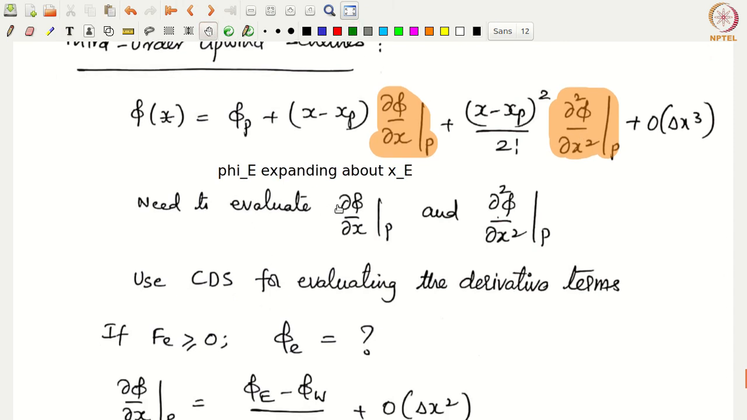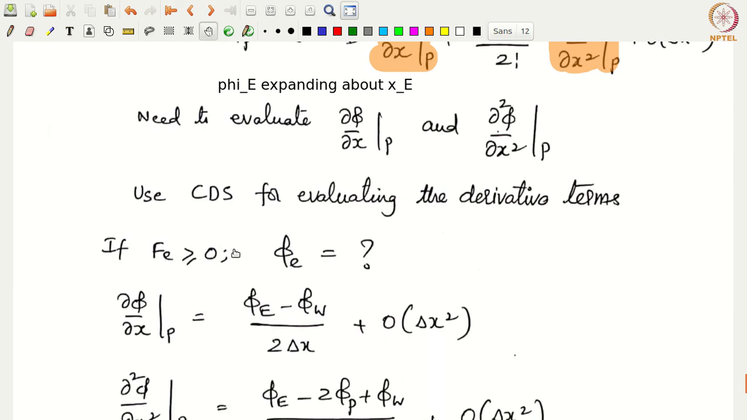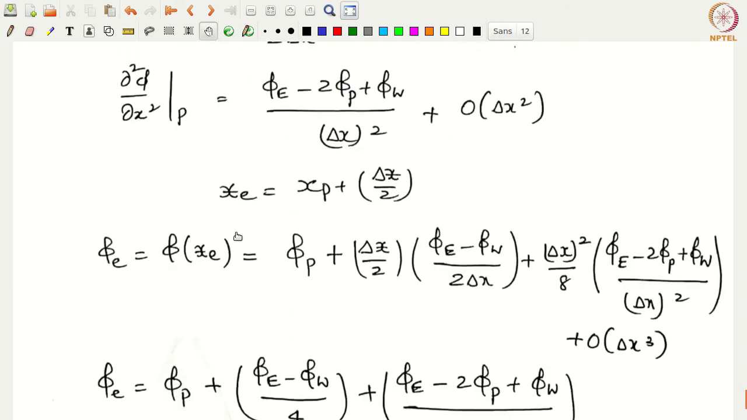Similarly, you have to do all these things for the other face, Fw: phi w when Fw is positive and negative. So we have only done it for one case.